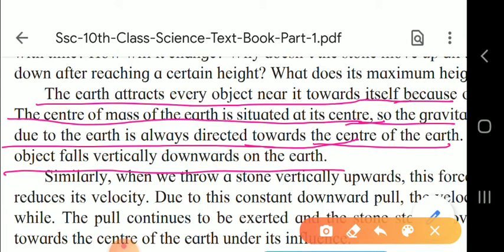Now similarly, when we throw the stone vertically upward, this force tries to pull it down and reduces its velocity. Due to this constant downward pull, the velocity becomes zero after some time. The pull continues, and the stone starts moving vertically downwards toward the center of the earth. So from where did it get the influence? Due to the gravitational force of the earth. That is why it starts falling downward.